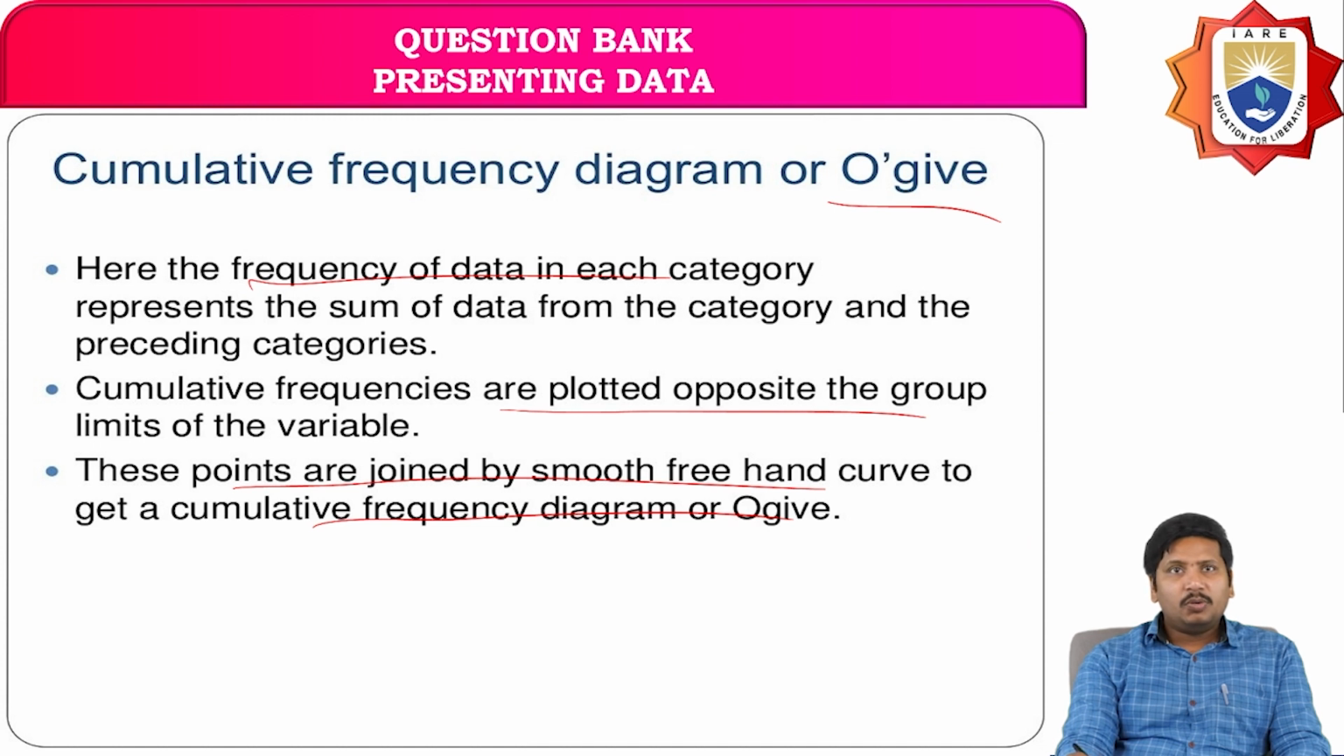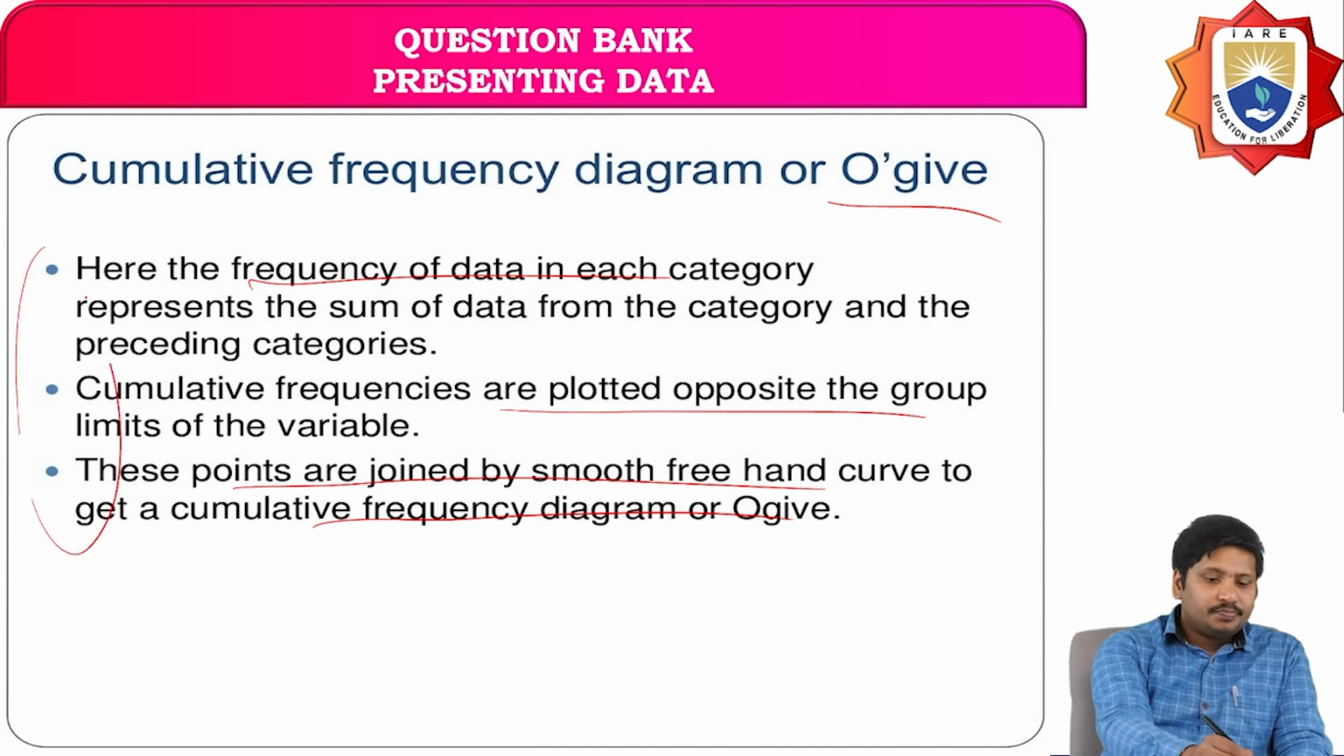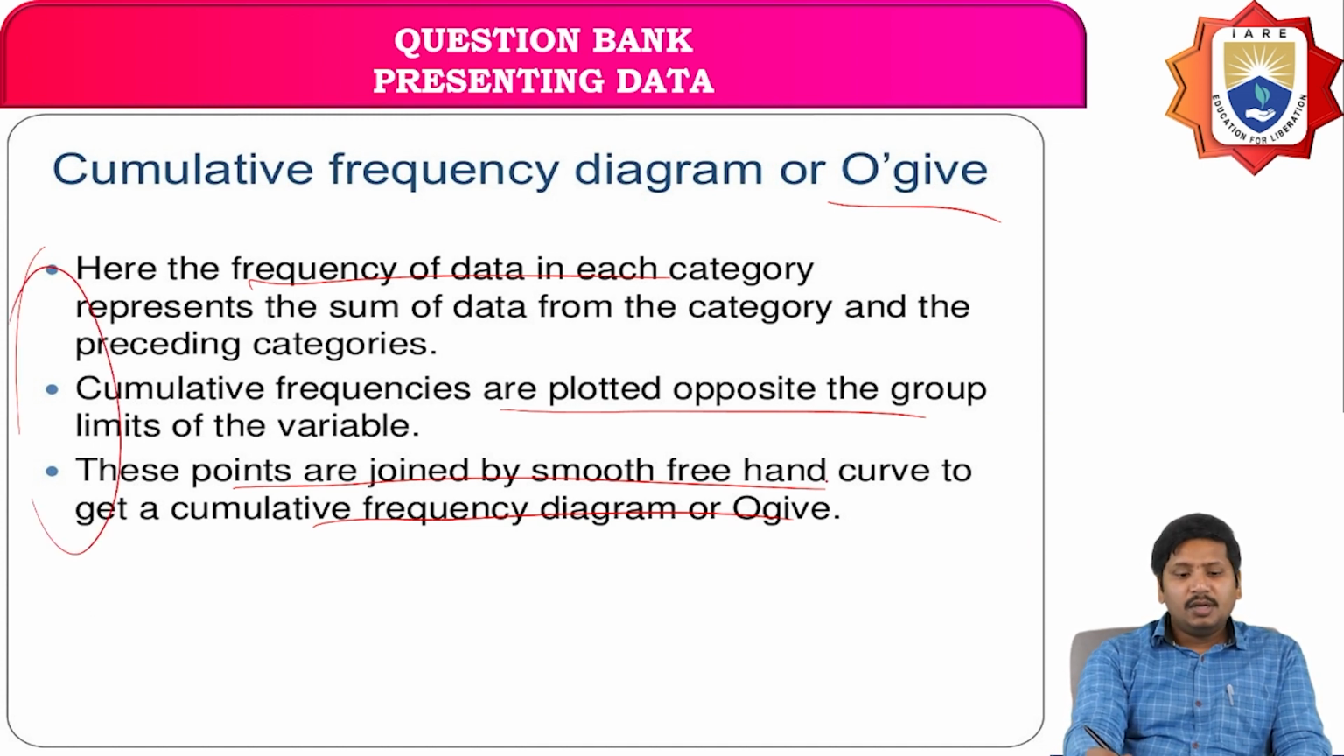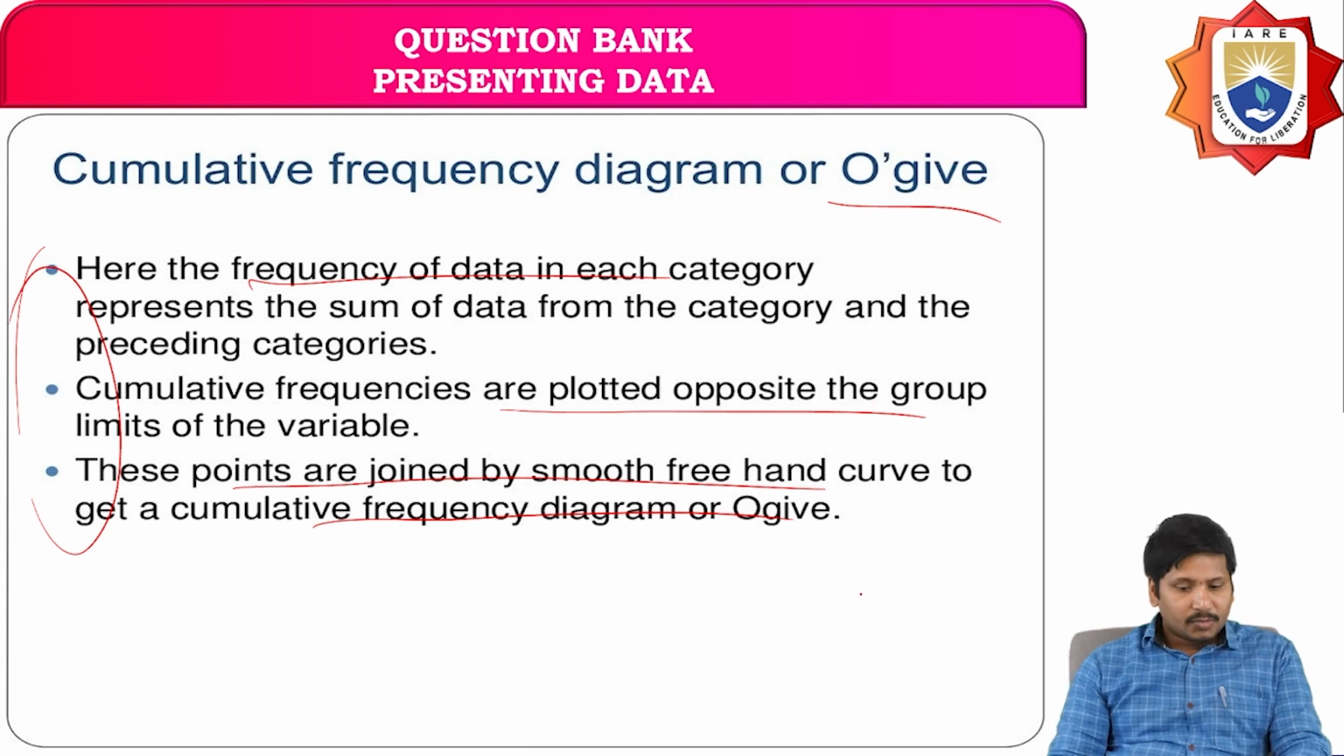So what is going to be said is that the frequency diagram or ogive should be the frequency data, which is going to be constructed from the cumulative frequency curve, so it should be constructed from the ogive.